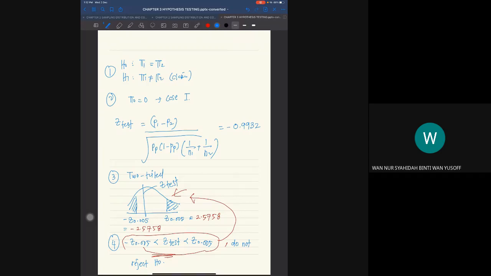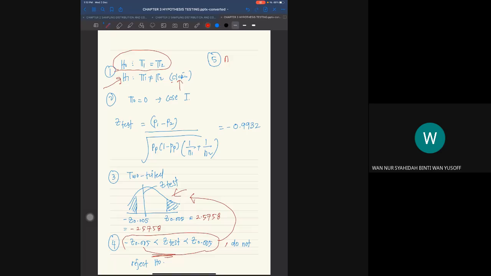So step 5, do we support the claim? No, because we do not reject H naught. We support the H naught here. We reject the H1, so automatically we reject the claim. So we do not support the claim.